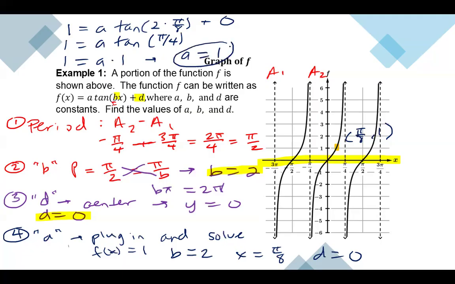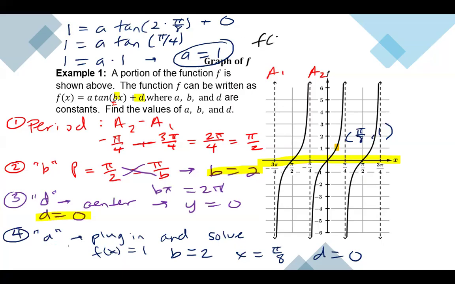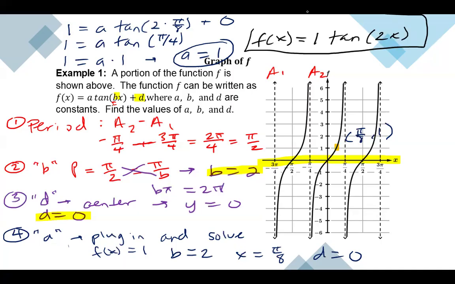Is A going to always be 1? No, it may not be that pretty. We may be at pi over 3, and it's not going to be that pretty, right? But do I have everything now to write the tangent function? Yes. So our function is f of x equals, I'm going to write the 1 so that you just know that's where A came from, tan of, and our B is 2x. And this is the tangent function that models the graph.